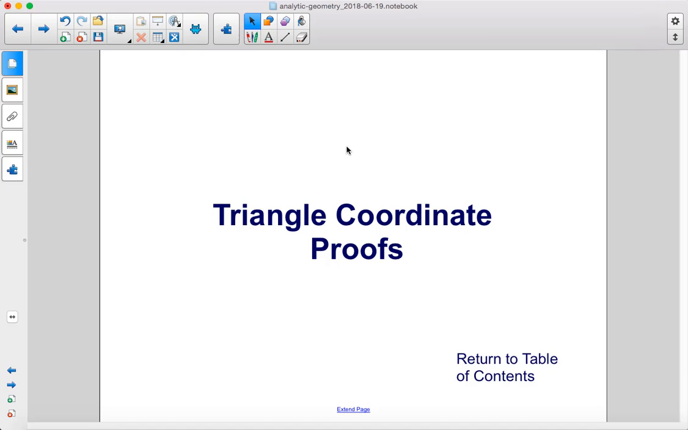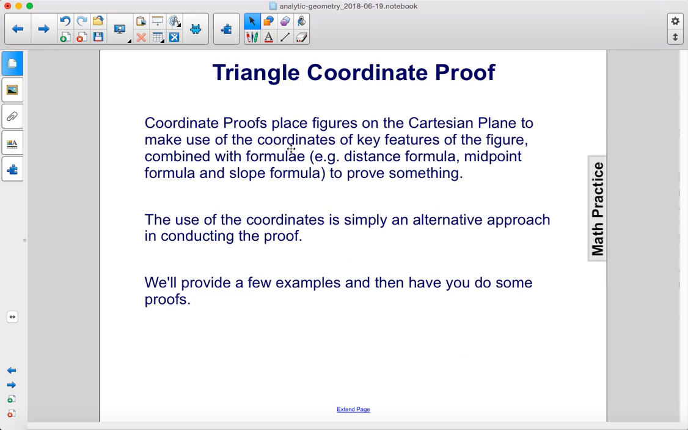Triangle coordinate proofs. Coordinate proofs place figures on the Cartesian plane to make use of the coordinates of key features of the figure, combined with formulas like the distance formula, midpoint formula, and slope formula to prove something. The use of the coordinates is simply an alternative approach in conducting the proof. We'll provide a few examples and then have you do some proofs.